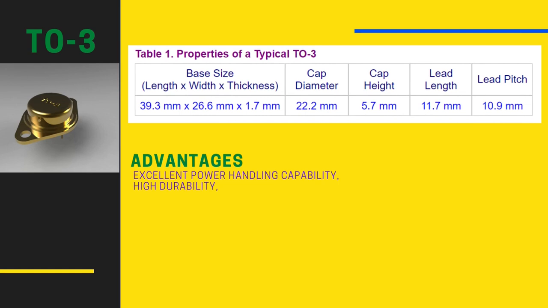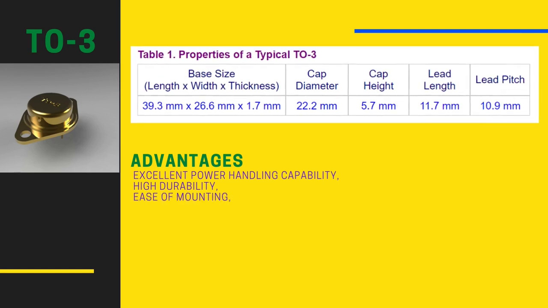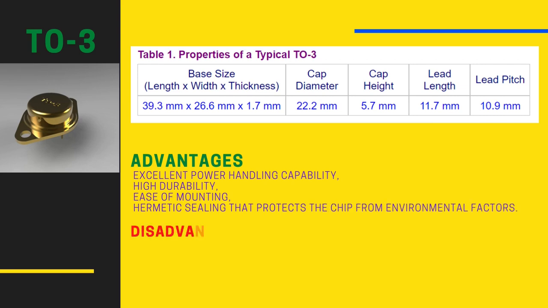Advantages of the TO3 package include excellent power handling capability, high durability, ease of mounting, and hermetic sealing that protects the chip from environmental factors. Disadvantages of the TO3 package include its relatively higher cost and larger size than other packages.